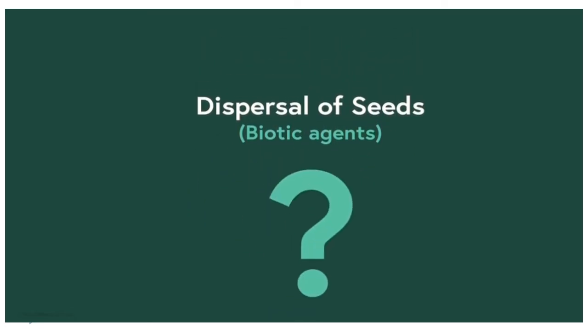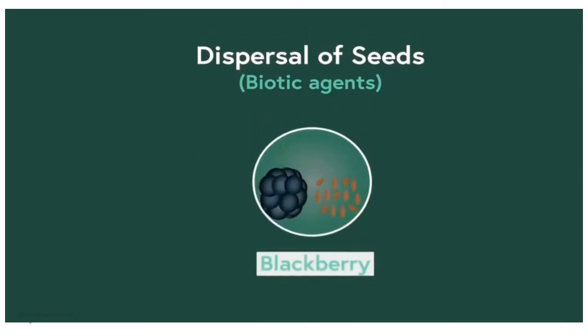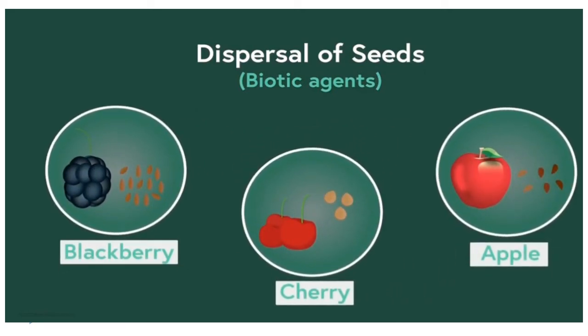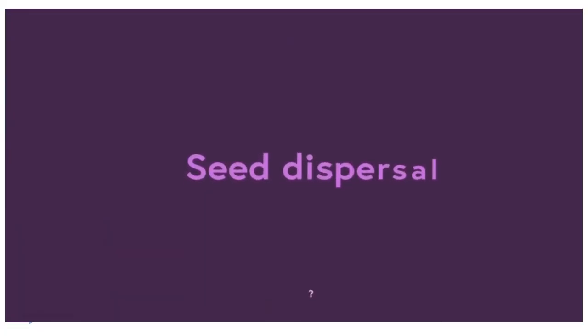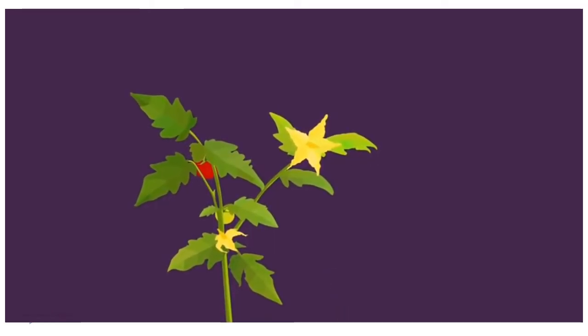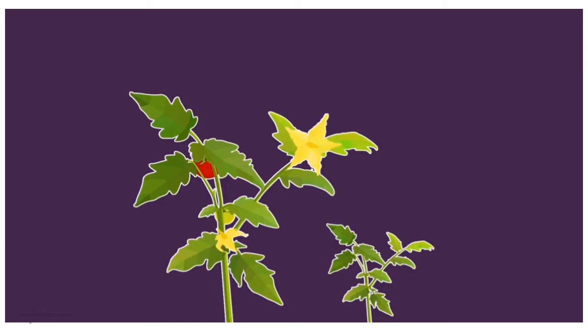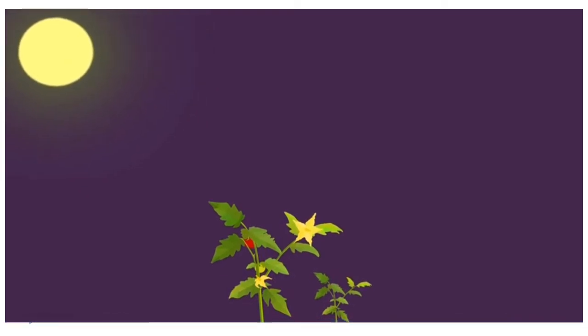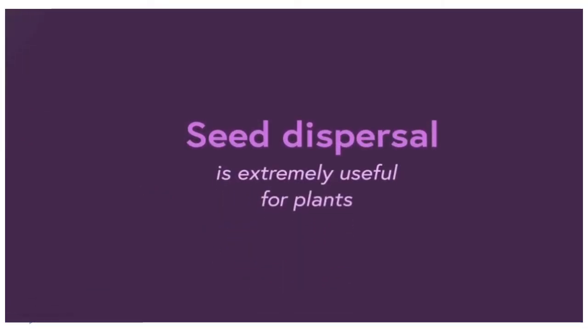Can you name some seeds which belong to this category? Blackberry, cherry, apple, and so many pulpy fruits have seeds that are dispersed by animals. Now tell me, why do we need this dispersal process? I mean, what will happen if the seeds from the parent plant get planted near it? Being near the parent plant would severely affect the growth and development of both the plants. And why so? The two will start competing for sunlight and water. That is the reason why seed dispersal is extremely useful for plants.